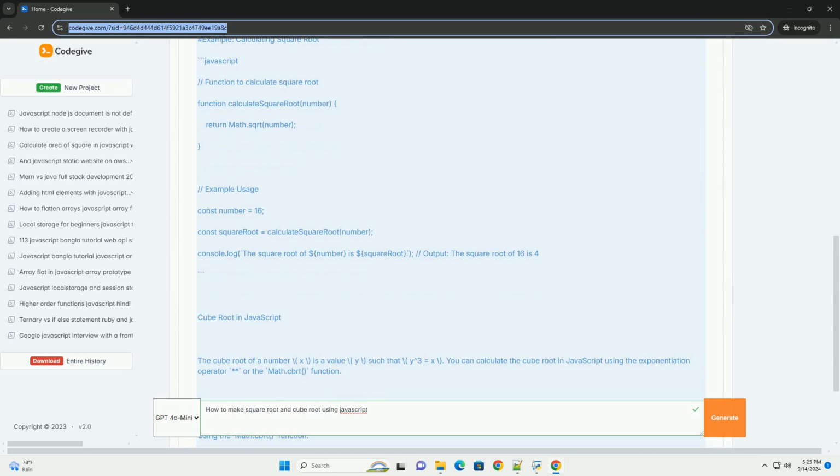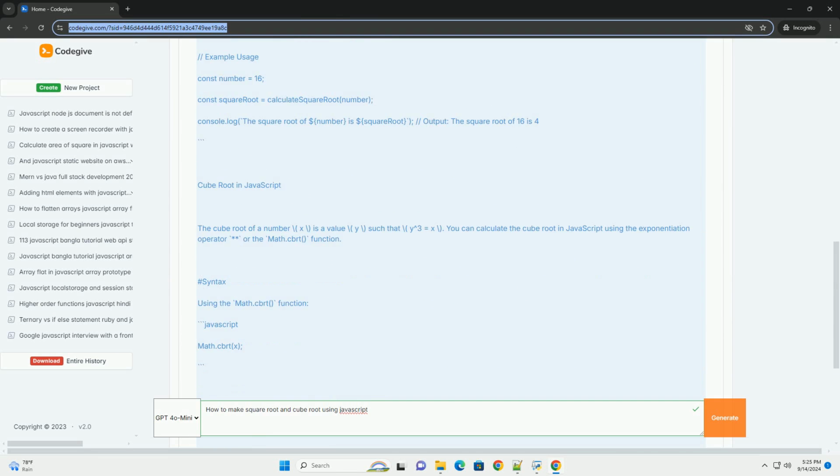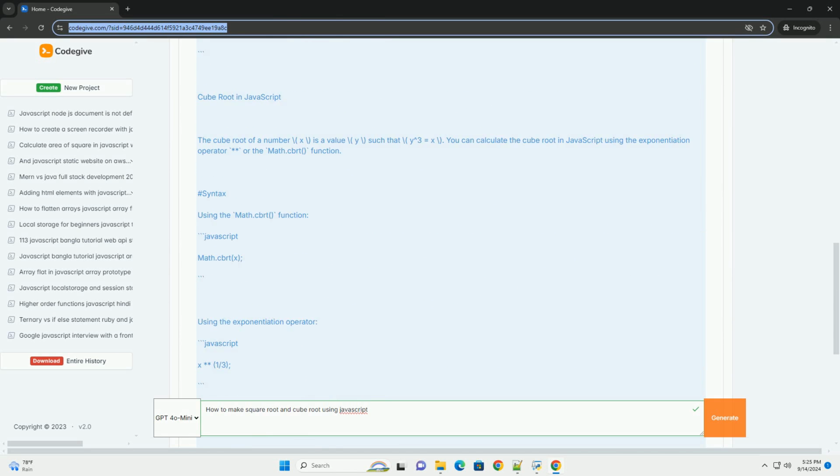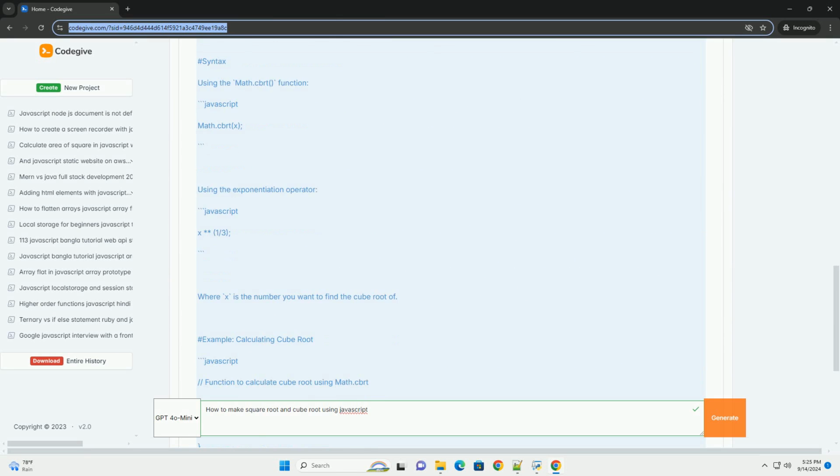To calculate square roots and cube roots in JavaScript, you can utilize built-in mathematical functions. For square roots, the Math.sqrt function is specifically designed for this purpose. It takes a number as an argument and returns its square root.